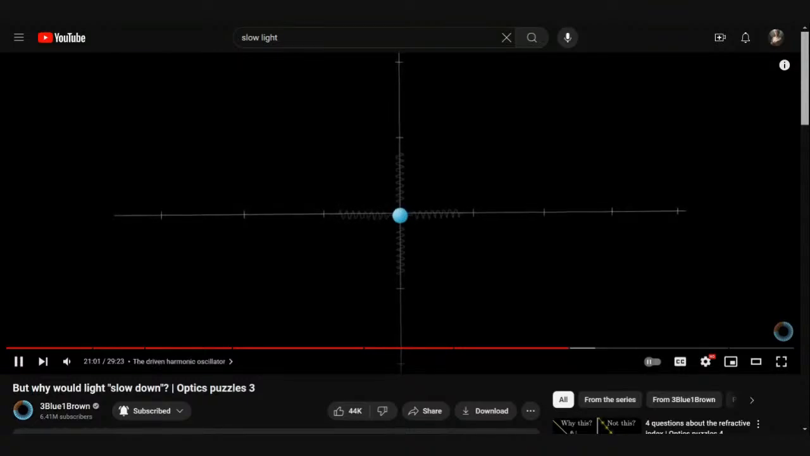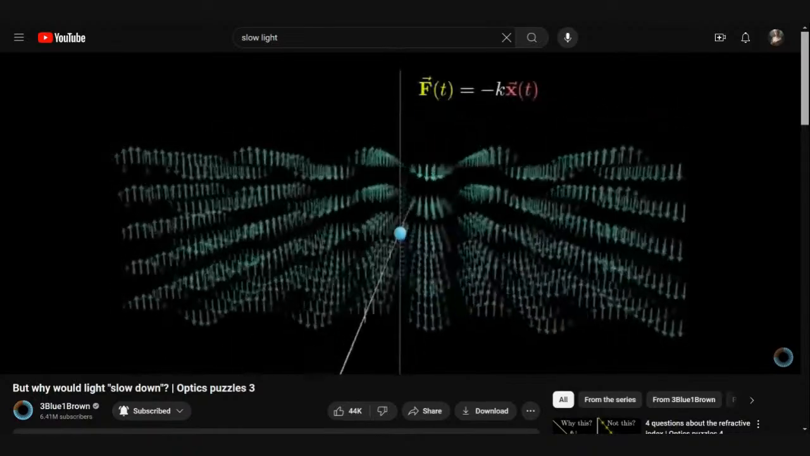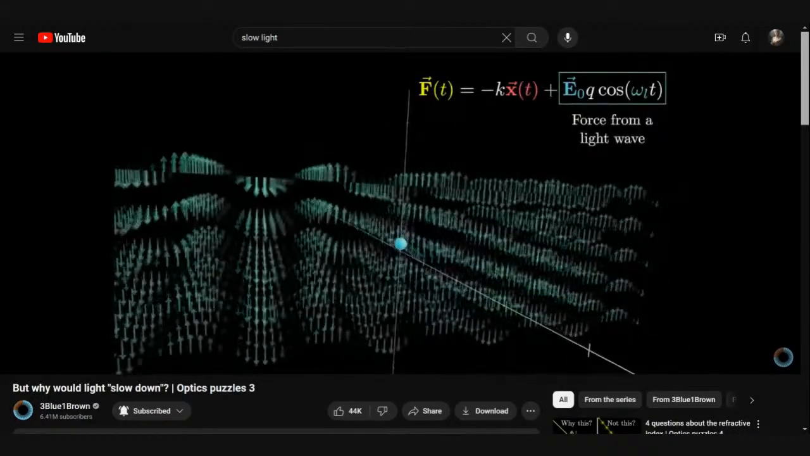But of course, what we're interested in is what happens when you shine a beam of light on this material, which intuitively causes this charge to jiggle, but the question is how much. In our equation, this looks like adding a new force term corresponding to the light wave. That force oscillates up and down.